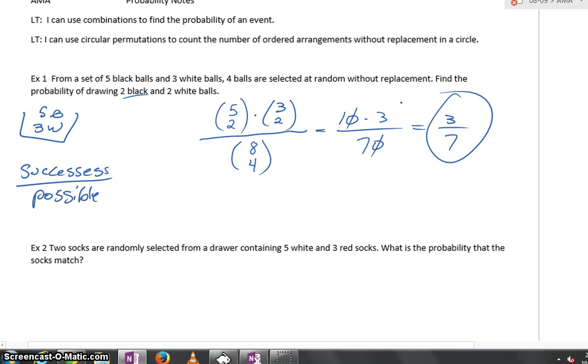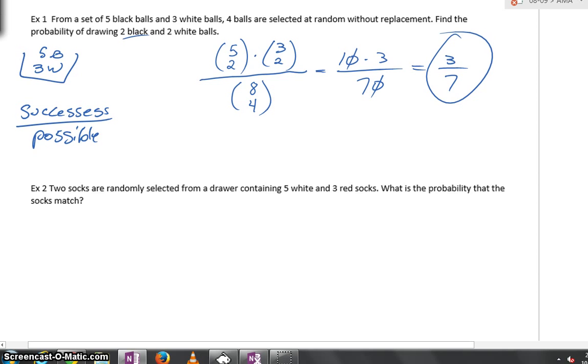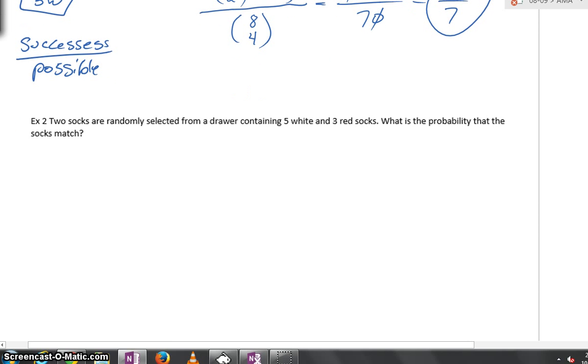Let's take a look at a very similar problem. By the way, you're going to get some of these on your worksheets. You look at these next problems, like number 2, and you might have the famous sock problem where it says, look, you've got, in a drawer, 5 white socks, 3 red socks. Let's say that you reach in there without looking, or it's the middle of the night, you pick out 2. What's the probability that the socks match?